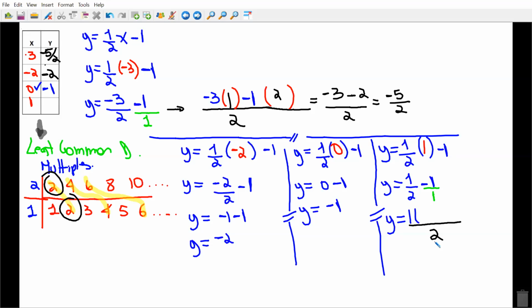2 times what is equal to 2, guys? 2 times 1, right? And then minus 1. And guys, 1 times what is equal to 2? 2, right? So y is going to be equal to 1 minus 2 divided by 2. Guys, how much is 1 minus 2? Negative 1. So negative 1/2. So the answer over here in my chart is going to be negative 1/2.